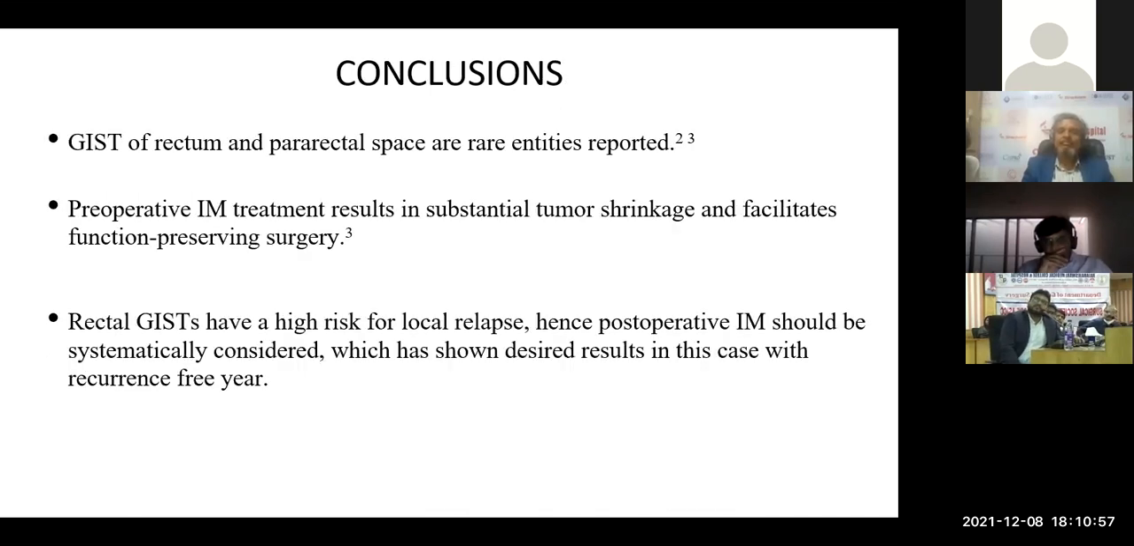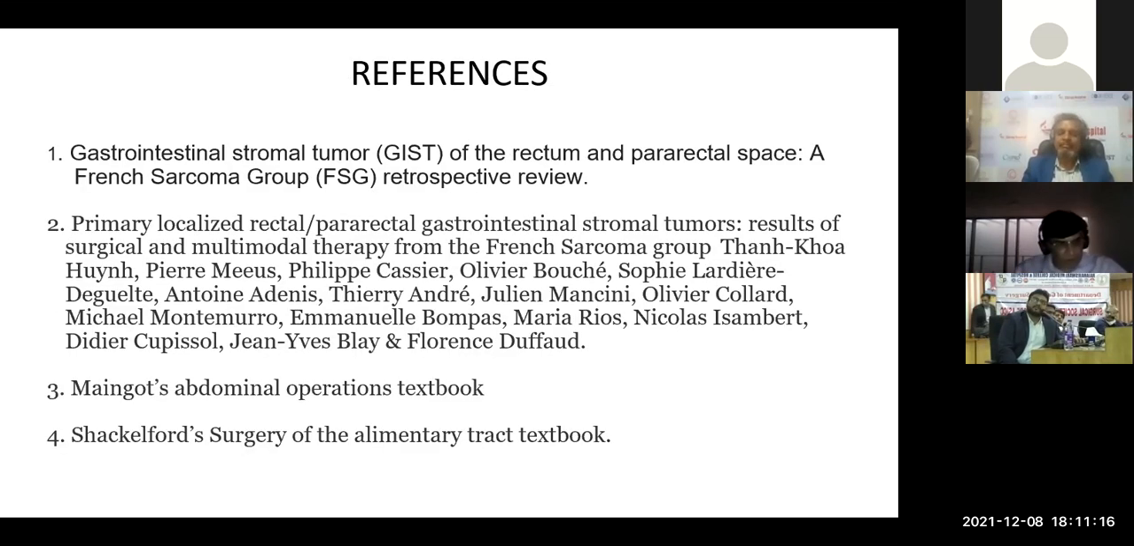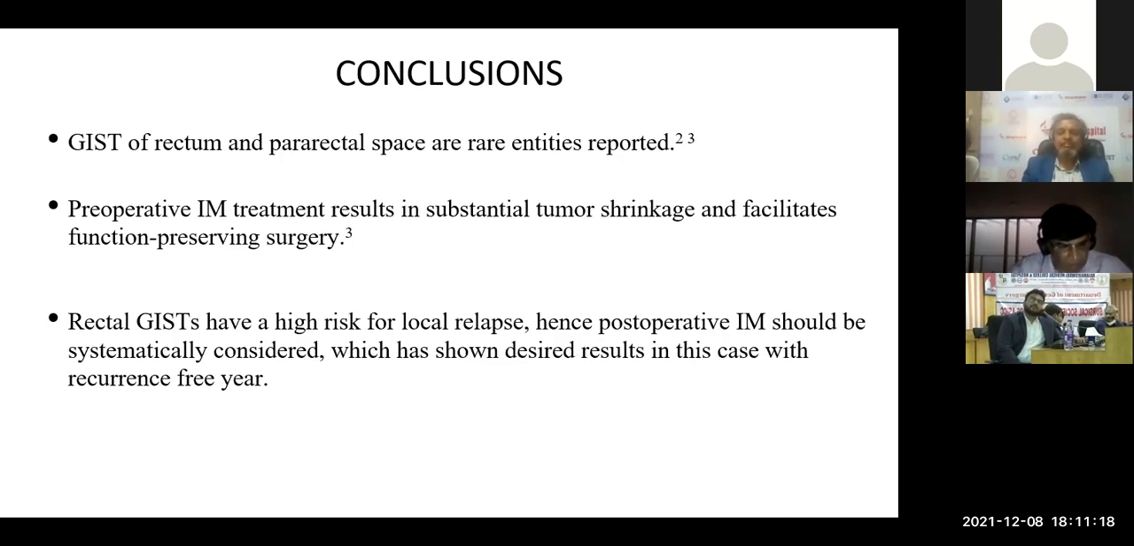Conclusion. Cysts of rectum and pararectal space are rare entities reported. The preoperative IM treatment results in substantial tumor shrinkage and facilitates function preserving surgery. Also, rectal cysts have a high risk for local relapse. Hence, postoperative IM should be systematically considered, which has shown desired results in this case with a recurrence-free year. These are my references. Thank you.